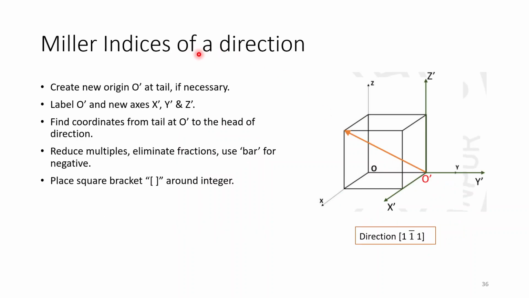In case of Miller indices of a direction, you have to basically choose an origin and walk along the direction. So first you have to create an origin, O dash, at the tail if necessary, and label O dash and the new axes as x dash, y dash, z dash. So you have to find coordinates from the tail at O dash to the head of the direction. Then you have to reduce multiples, eliminate fractions, use a bar for negatives, and place square brackets.